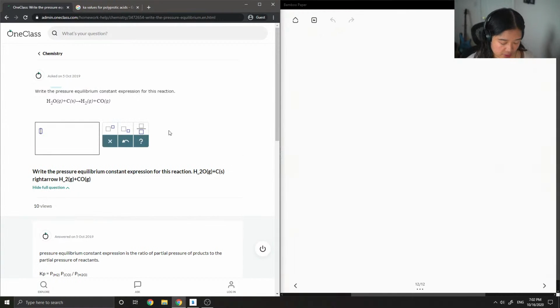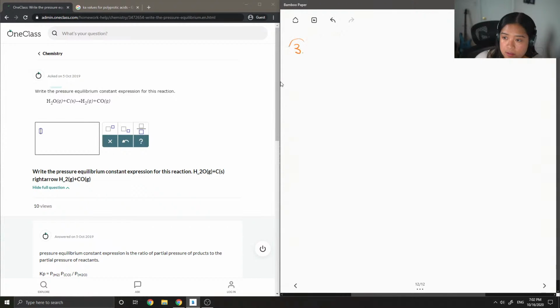Okay, so the next question asks to write the pressure equilibrium constant expression for this reaction. So they're only looking for the expression, so we don't need to solve for anything. This is question number 3. So let me just write down this reaction.